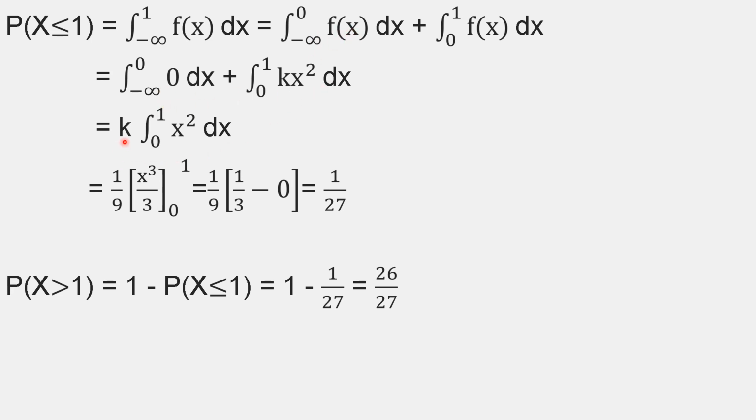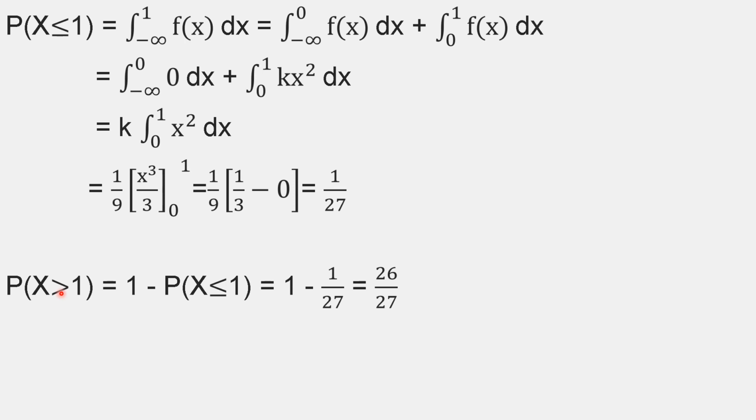In the second integral, k can be kept outside the integral sign. The integration of x square with respect to x is x cube by 3. K is 1 by 9. In place of the integral of x square with respect to x, write x cube by 3. Take the difference of the upper limit and lower limit: put x as 1, put x as 0. 1 by 9 into 1 by 3 minus 0, or 1 by 27.